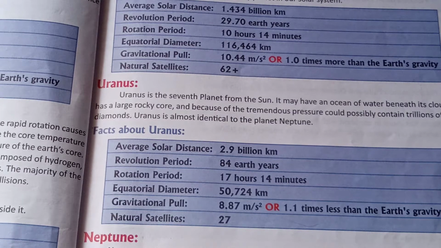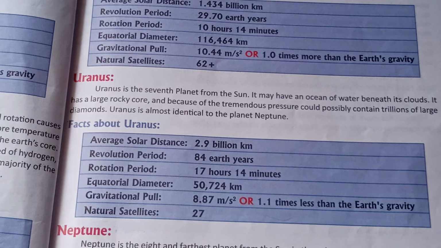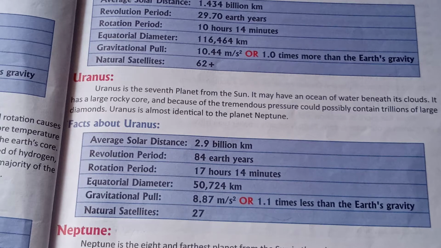Now comes Uranus. It is the 7th planet from the Sun. It may have an ocean of water beneath its clouds. It has a large rocky core and because of tremendous pressure could possibly contain trillions of large diamonds. Uranus is almost identical to the planet Neptune.